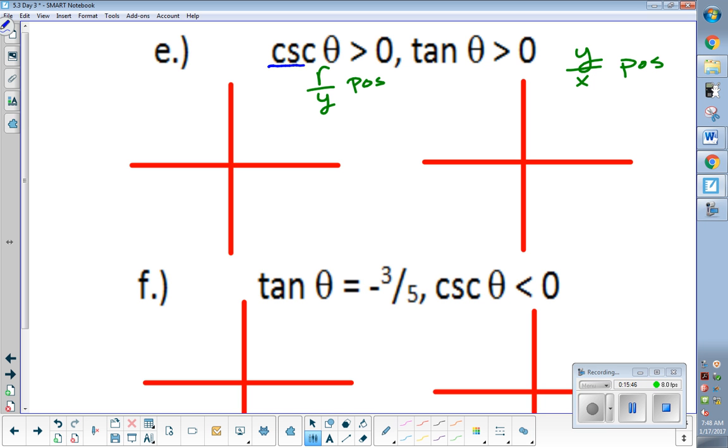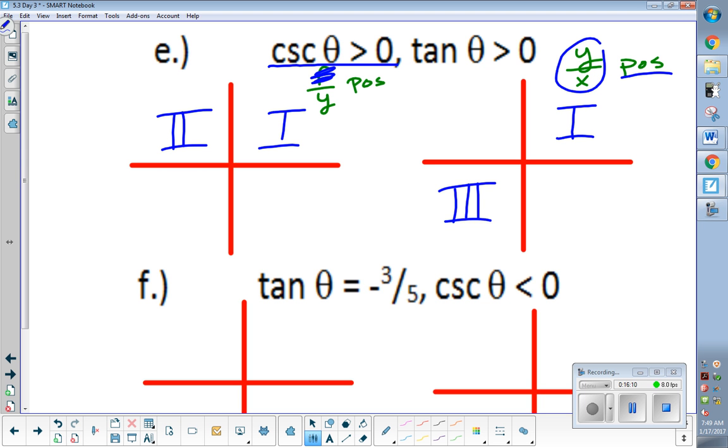Cosecant is greater than 0. Means r over y is positive. So y is positive in quadrants 2 and 1, where I had to go up. Y over x is positive. I can't cross anything out, so I need their signs to be the same in order to be positive. They are both positive in quadrant 1 and both negative in quadrant 3. So where do they overlap? Quadrant 1. Hopefully you're starting to get a feel for it.